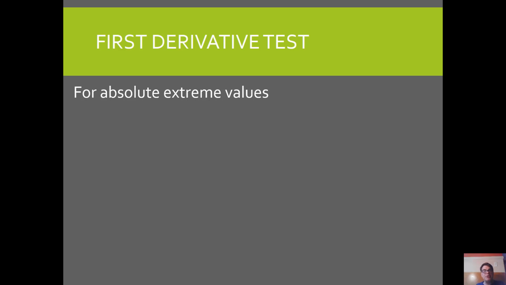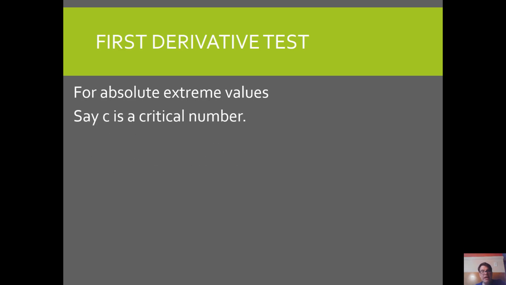We're going to call these absolute extreme values. Extreme meaning maximum or minimum, and absolute means it's the maximum of all the maximums, so to speak, of the function, or the minimum of all the minimums of the function. There are local maxima and local minima, but we're talking about absolute maximum and absolute minimum.